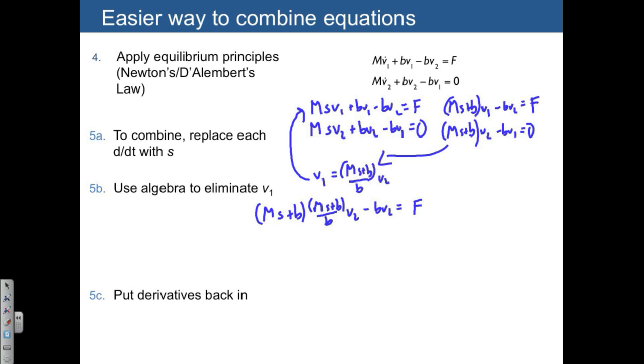So let's multiply this out. M squared S squared plus 2MBS plus B squared, all divided by B, multiplied by V2 minus BV2 is equal to F. If we, let's just divide out by our B's.